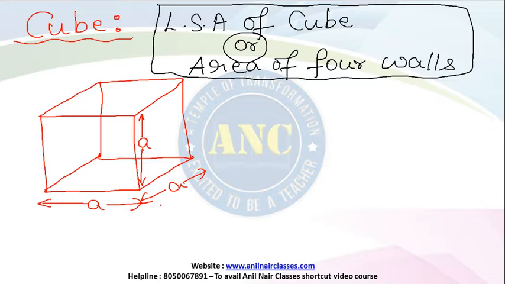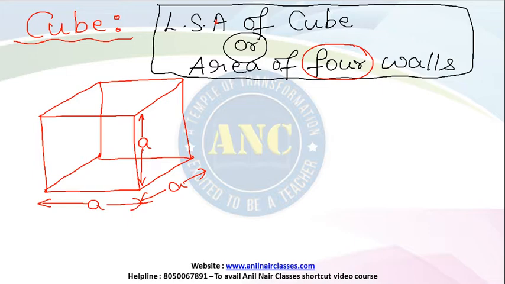That is what I wrote here: lateral surface area of a cube is also called the area of the 4 walls. If I take the area of the remaining 4 walls, it becomes the lateral surface area. Now let us move forward, sir. Now see here. I want to find the lateral surface area.